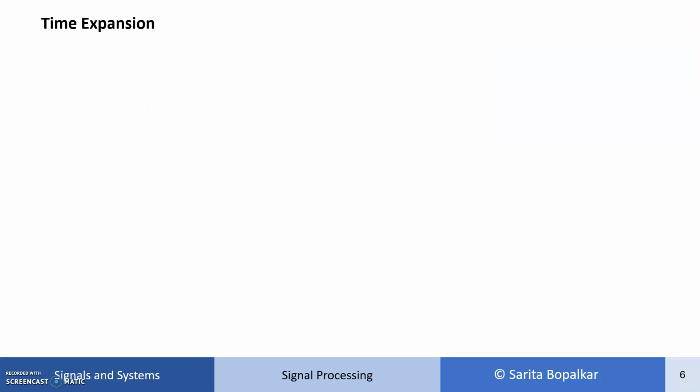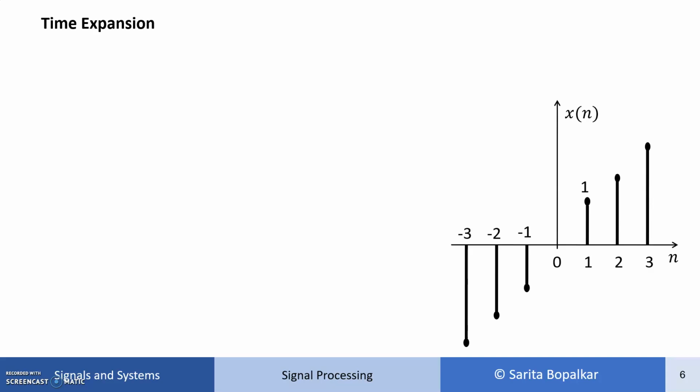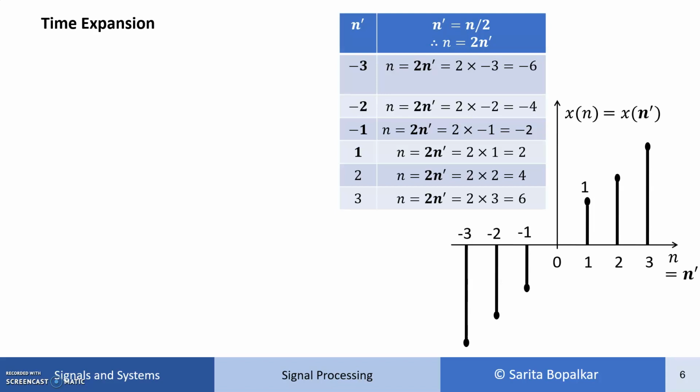Similarly, you can try the time expansion operation. I told you time expansion means slowing down the speed, meaning your signal expands. This is your original sequence. We'll mark it as x of n dash, time axis n dash, and make a table. We want this n dash to be transferred to n by 2. It is time expansion. Previously it was time compression.